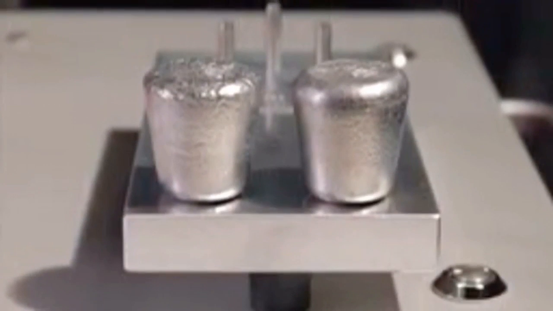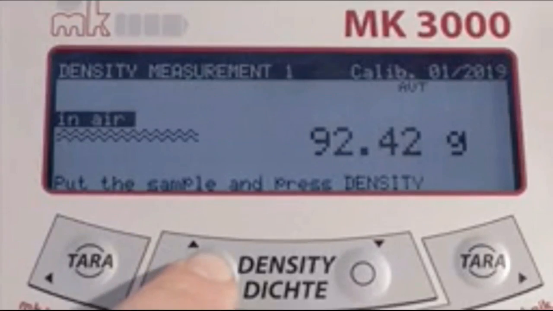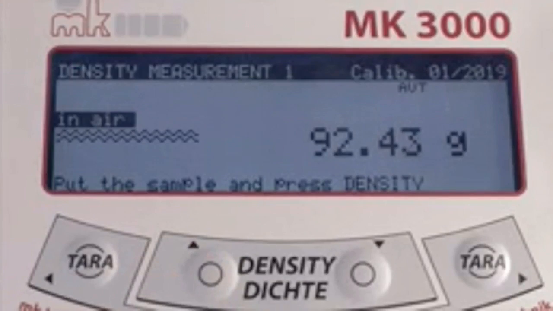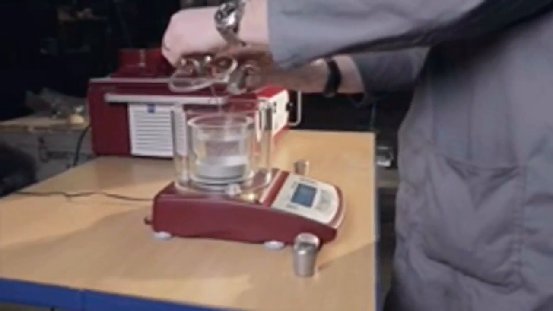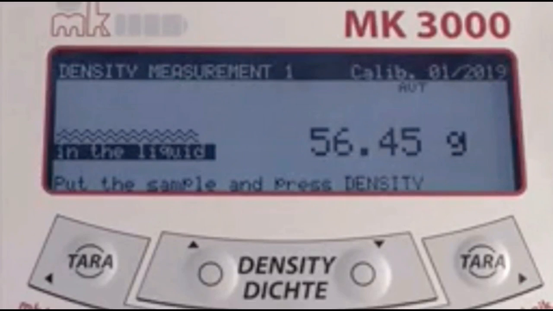Well, I've come across a great demonstration showing exactly how the medium affects the density of the weights. Take note that this is the measured density in air. And this is the measured density in liquid. Can you see the difference already?